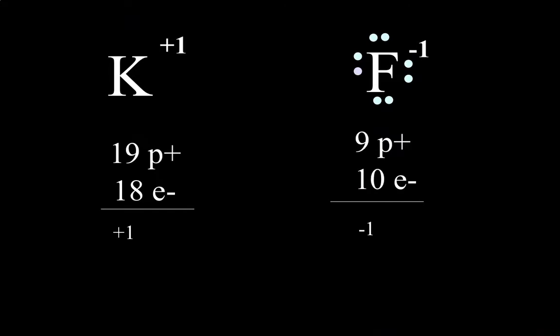Now let me explain to you why potassium became positive and fluorine became negative. Potassium used to have 19 protons and 19 electrons for a neutral charge. But now potassium has 19 protons and only 18 electrons, and that makes it a +1 charge. Fluorine, on the other hand, used to have 9 protons and 9 electrons for a neutral charge, but now it gained a negative electron and it became 9 protons and 10 electrons for a charge of -1.